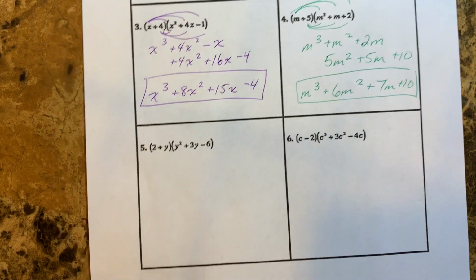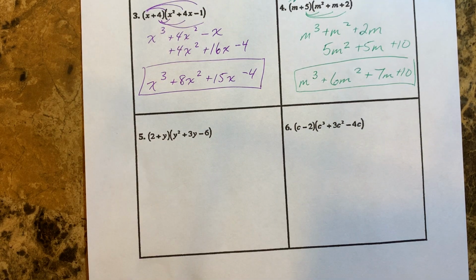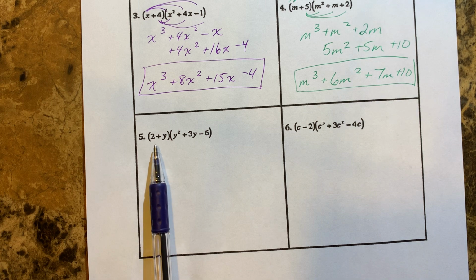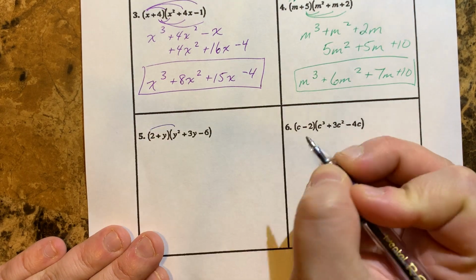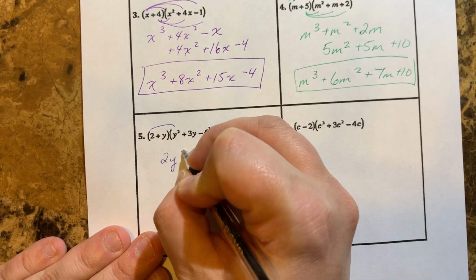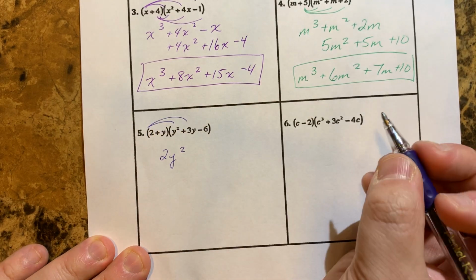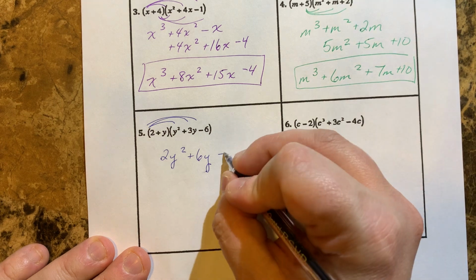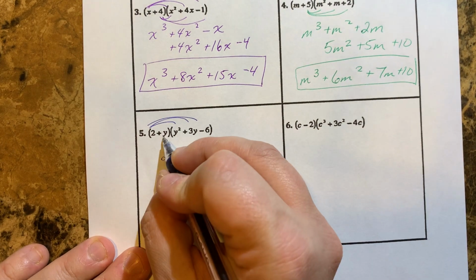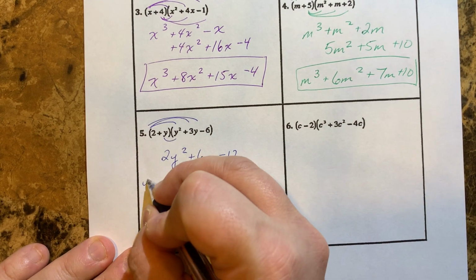All right, just to show you for question number 5, okay, the binomial in front is written not in standard form, not in decreasing order. That doesn't matter. Just go ahead like everything like normal, but then I might restructure it at the end so it's in our standard form. It doesn't really matter, okay? So 2 times y squared is 2y squared. 2 times 3y is positive 6y. 2 times negative 6 is negative 12. Y times y squared is y cubed.